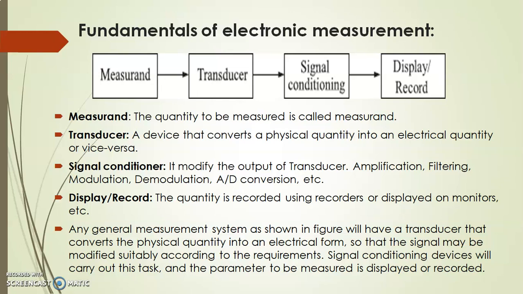Okay. Now the last block is display or record. The quantity is recorded using recorders or displayed on monitors, etc. Now any general measurement system as shown in the figure will have a transducer that converts a physical quantity into an electrical form so that the signal may be modified suitably according to the requirement. Signal conditioning devices will carry out this task and the parameter to be measured is displayed or recorded.